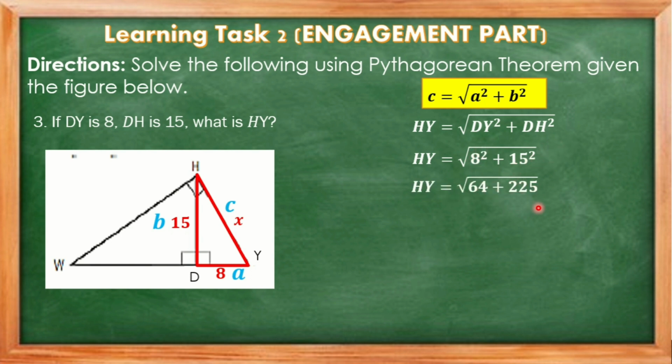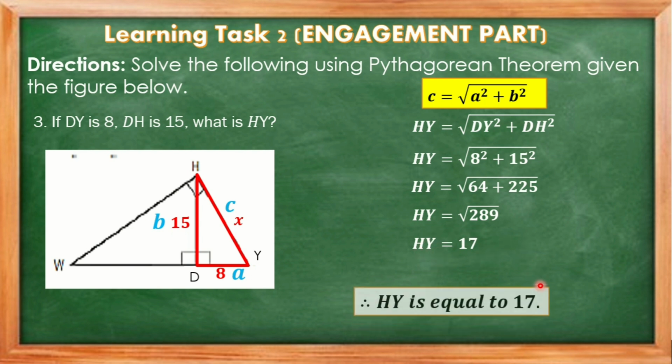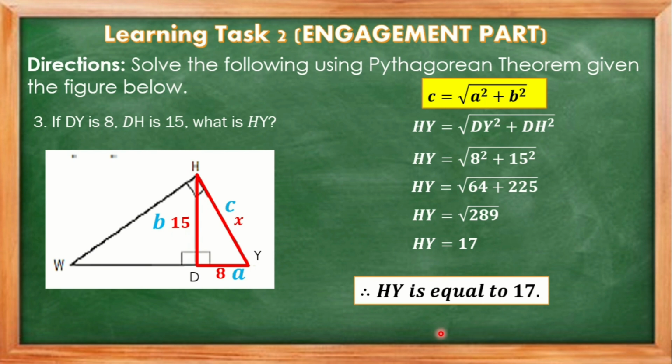Okay, so 8 times 8 is 64. 15 times 15 is 225. And then, 64 plus 225 is equals to 289. Square root of 289 is equals to positive or negative 17. So, disregard the negative value. So, HY is equals to positive 17.